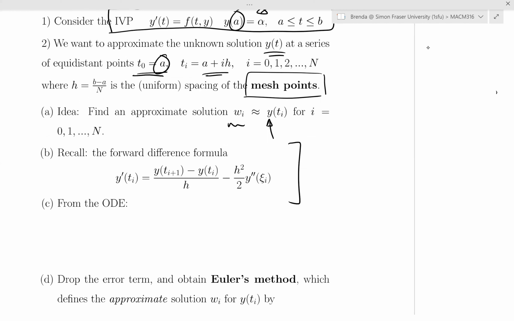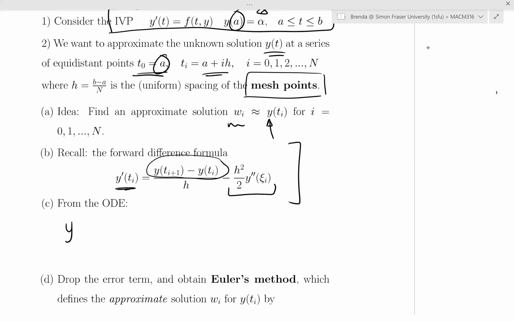So we recall from what we did before, the forward difference formula tells you that the derivative at a certain point can be approximated by the function at the next point minus the function at that point, divided by the step size. And then we have the error back.